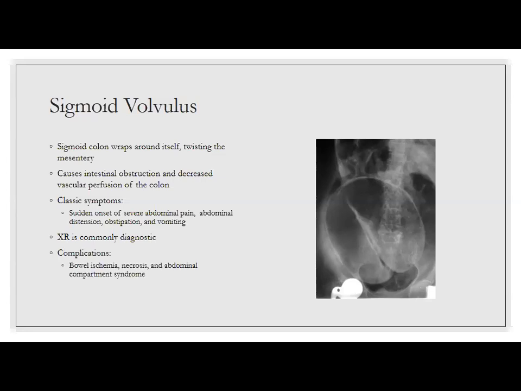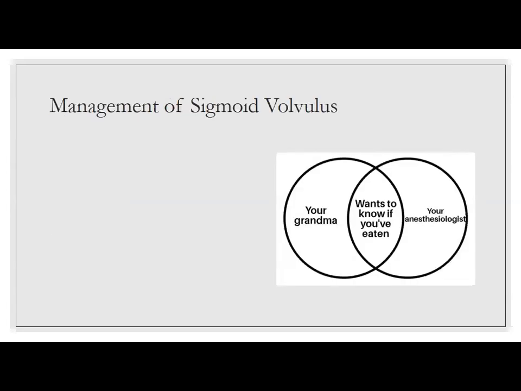And why is this an emergency? We're concerned about bowel ischemia, necrosis, and abdominal compartment syndrome. So how should you manage sigmoid volvulus? Definitely make sure they're NPO. Check their electrolytes, INR, platelets.